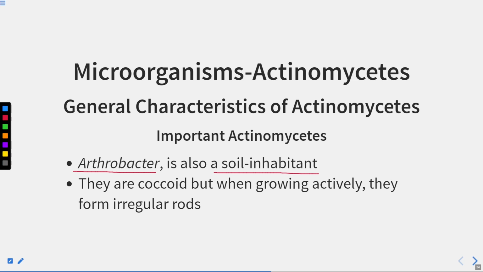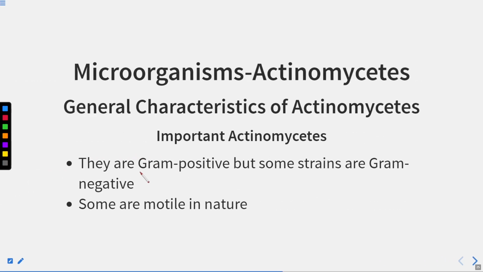Arthrobacter is also a soil inhabitant. They are coccoid, but when growing actively, they form irregular rods. So actually they are coccoid, circular in structure, right? But they form irregular rod-like structures also. So that is Arthrobacter. The third one is Nocardia, Frankia, and Arthrobacter. That is the third group of Actinomycetes. They are again gram positive, but some gram negative strains are also present. Some are motile in nature.